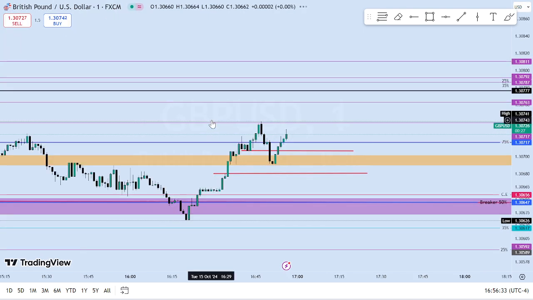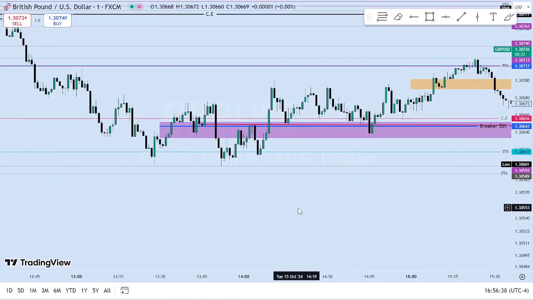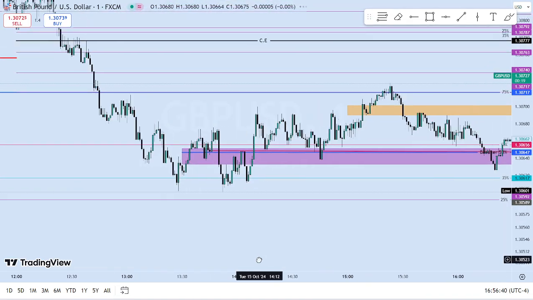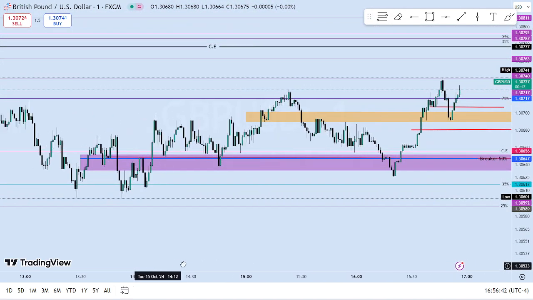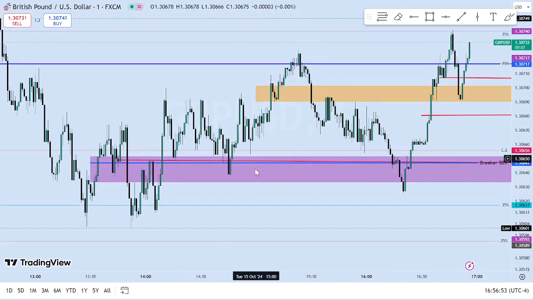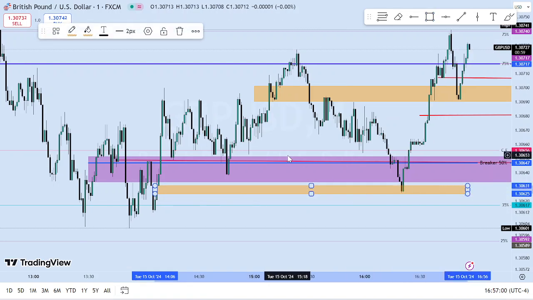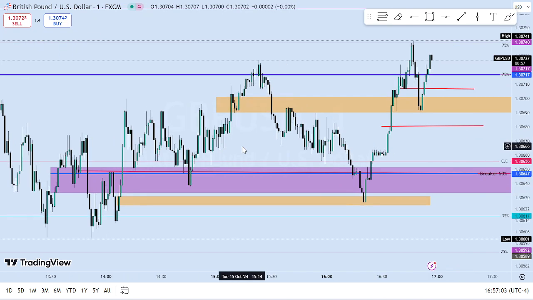Okay, let's go over to 1 hour and see what price is doing. 1 minute, sorry, and 1 minute. You can see how we are trading. Delivered here. Delivered this low, high, low, high, lower low.